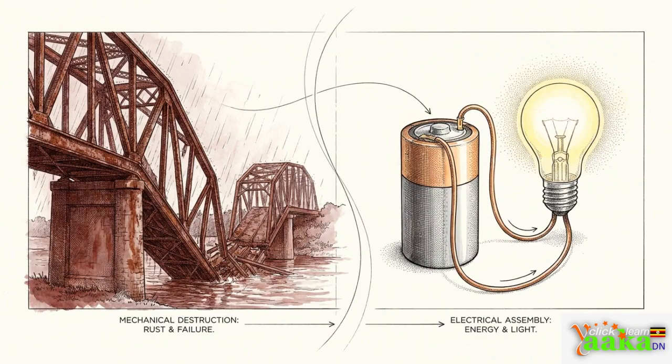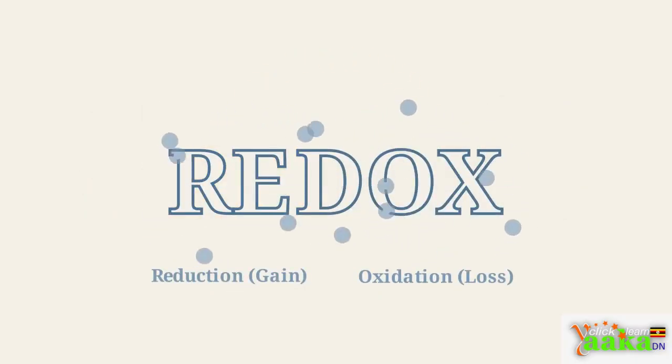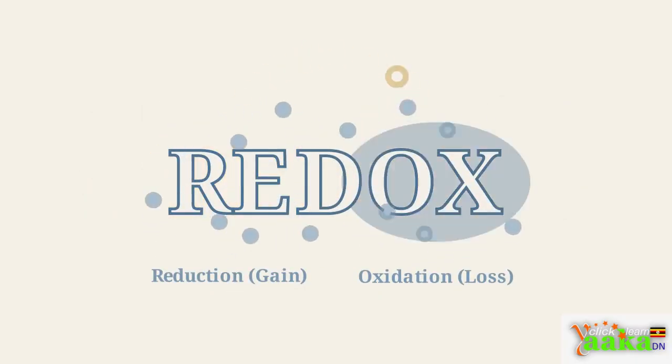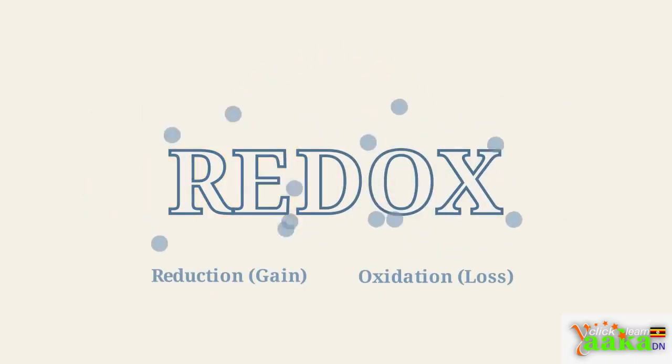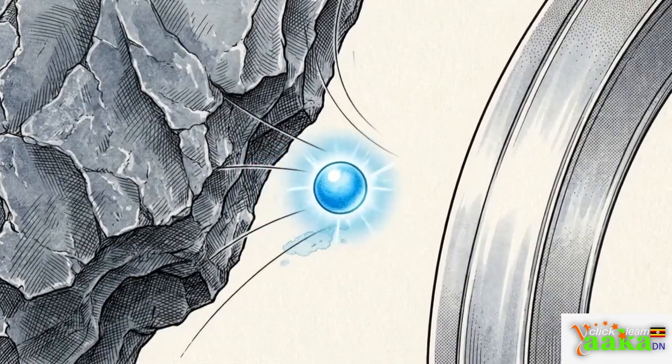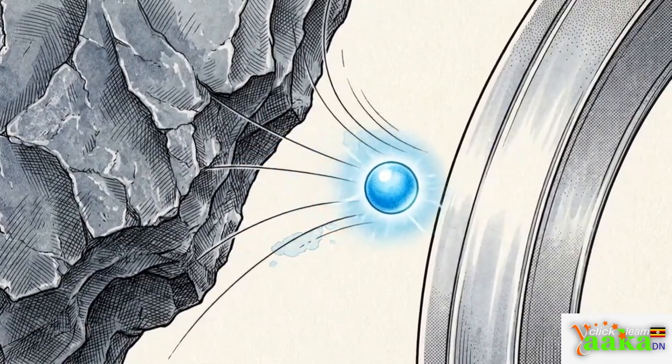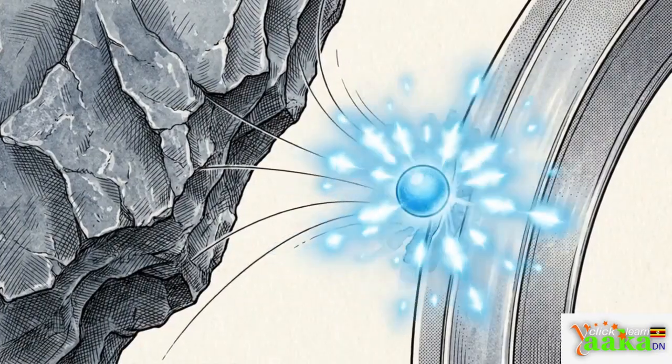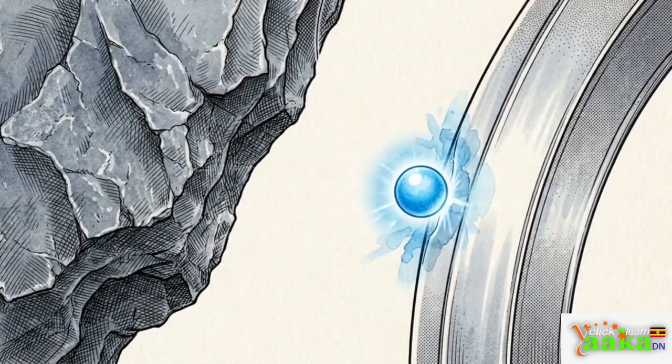We can trace this destruction and our ability to stop it, or even harness it for power, directly to a chemical engine called a redox reaction. It is a process driven entirely by the invisible exchange of electrons. Down at the atomic level, a redox reaction operates as a strict financial transaction. Electrons must move directly from one substance to another.